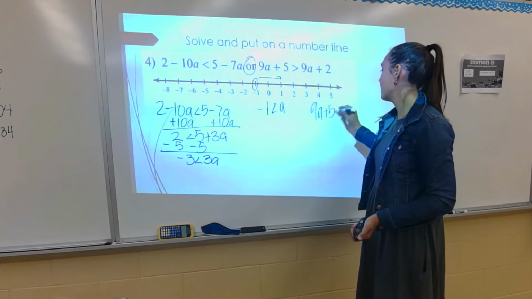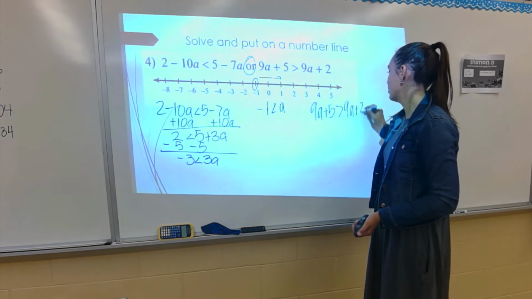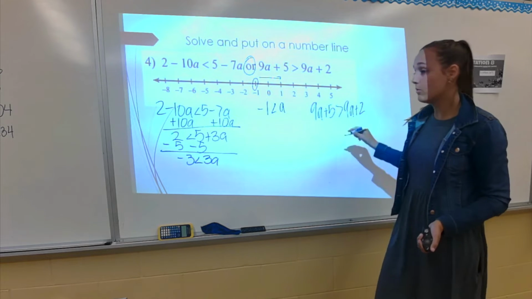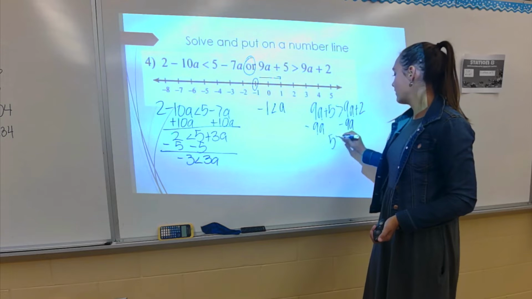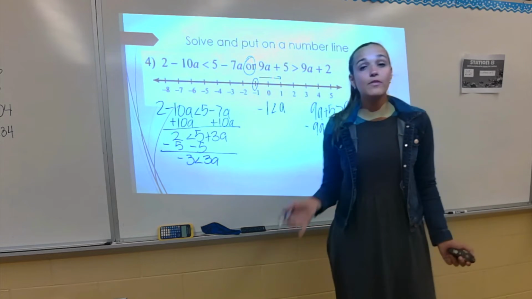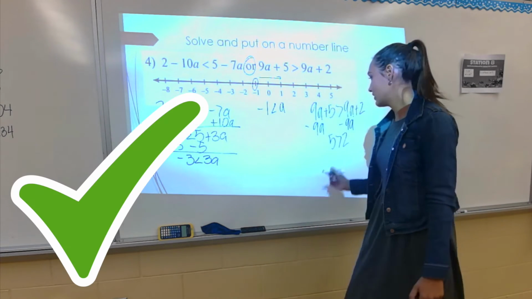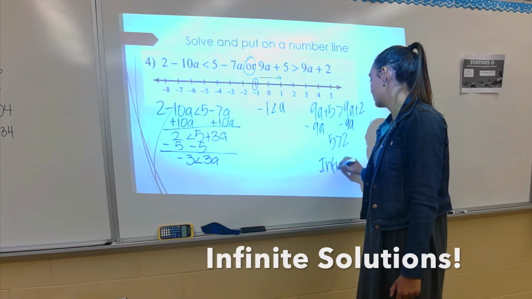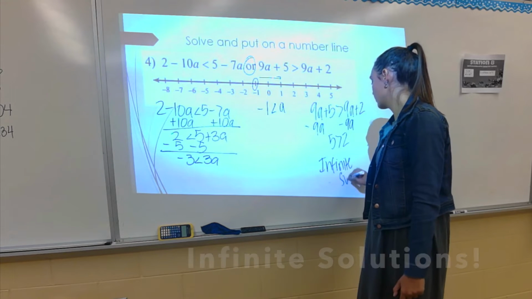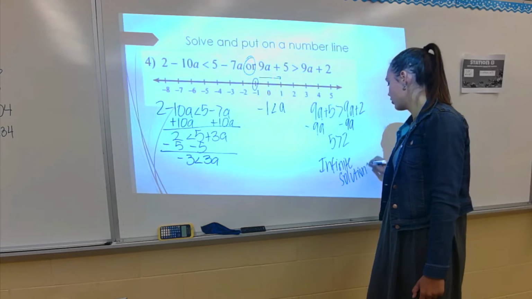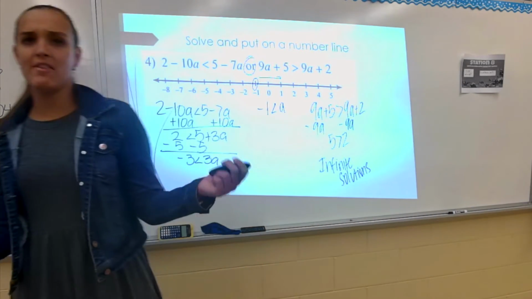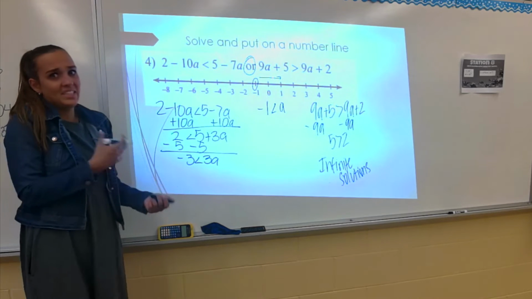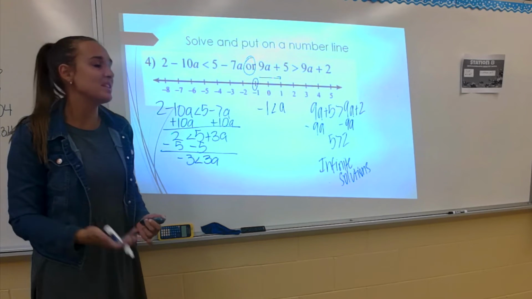We have 9a plus 5 is greater than 9a plus 2. Because they're both the same, we can subtract either, so I chose this one. I get 5 is greater than 2. Is 5 greater than 2? Yes, so we have infinite solutions. So now this is where it becomes a little bit confusing. So we're like, wait, we have an answer, we have infinite solutions, which is an answer, but that's every single number. So what does this mean?